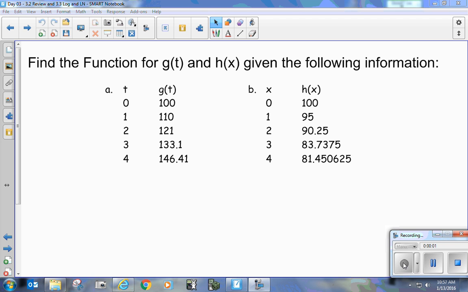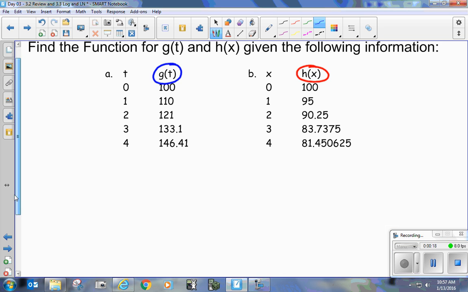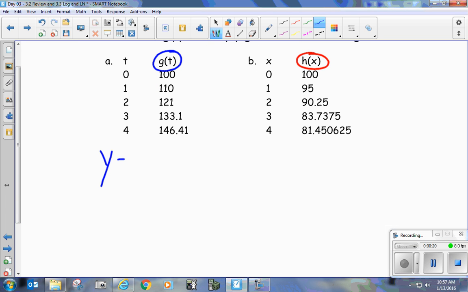Here you go. Let's review some of the stuff from last class. You will need your calculators to do this, and I'm hoping some of you did do this. Let's find out what the equations will be for g of t and for h of x, given just these points. All right? First of all, y equals, what's our initial value?